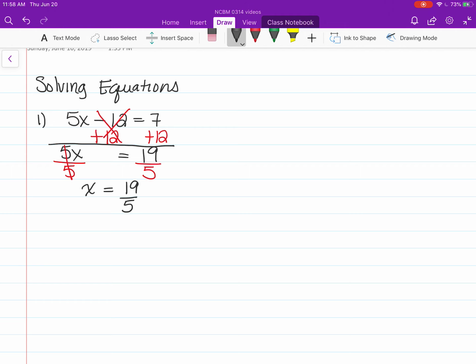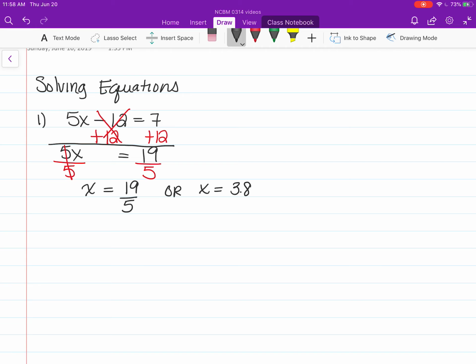Now, in addition to that, if we don't like fractions and we don't want to leave our answer in fraction form, we can also write our answer as a decimal. We can do this just by simply dividing 19 by 5 in our calculator and seeing what the answer comes out to. For this particular problem, that would come out to x equal to 3.8.